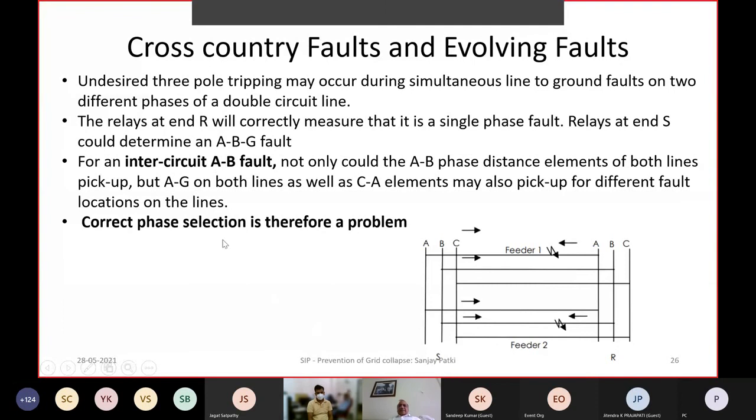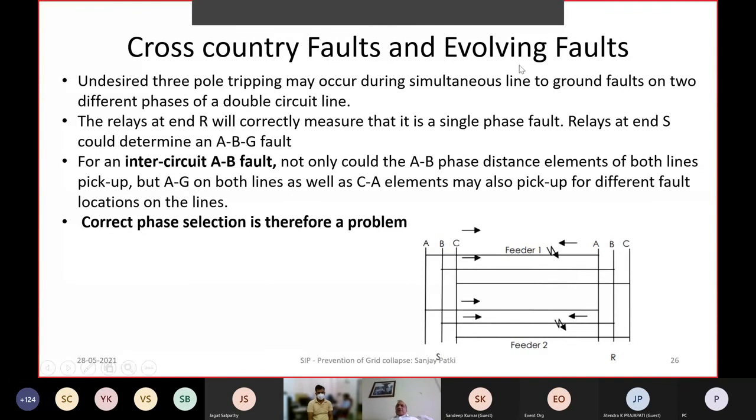This is Rn, this is Sn. The Rn relay will correctly measure a single phase fault, while the relay at Sn can see it as A, B and ground, because it has A current, it also has B current, and it also detects a ground fault. Whereas the relay here will see it only on A phase. So this is one condition where there is a conflict as far as correct phase selection is concerned.